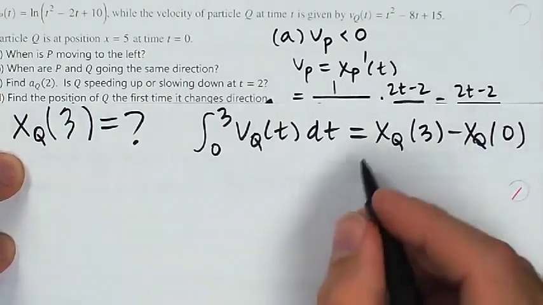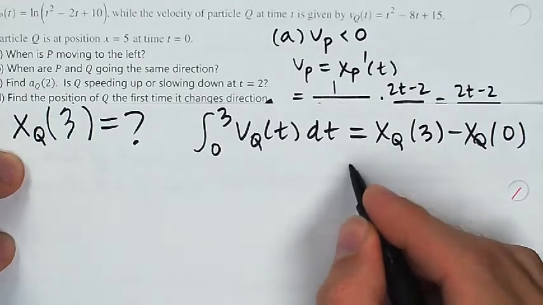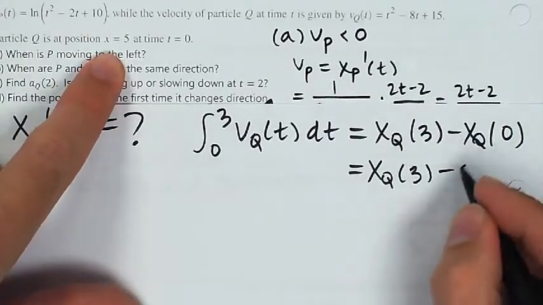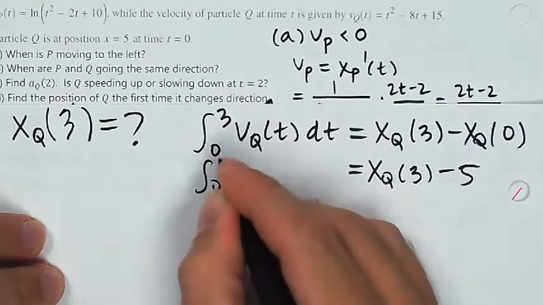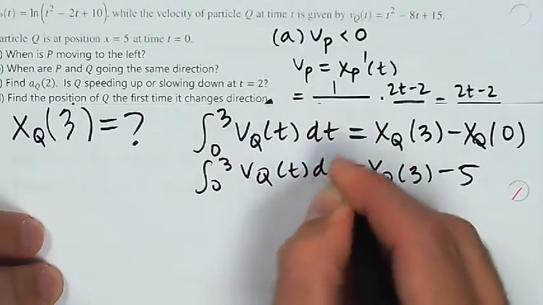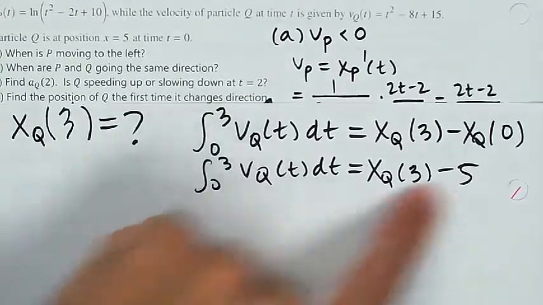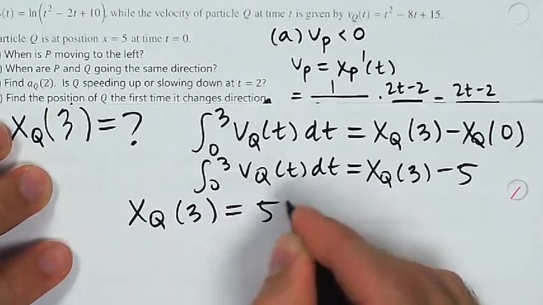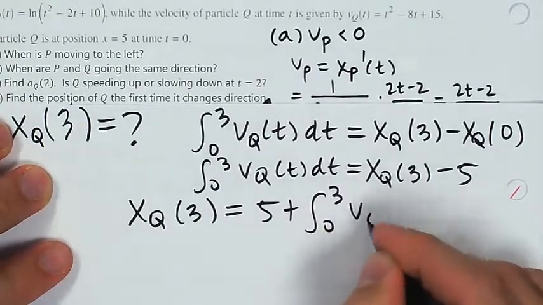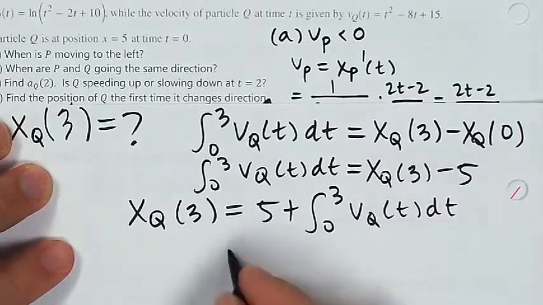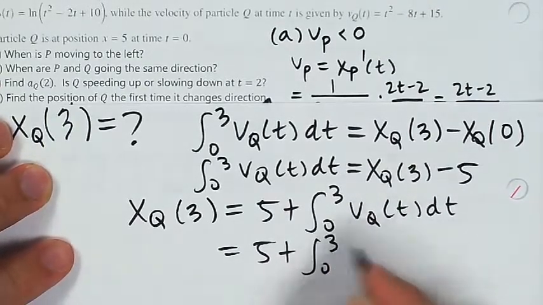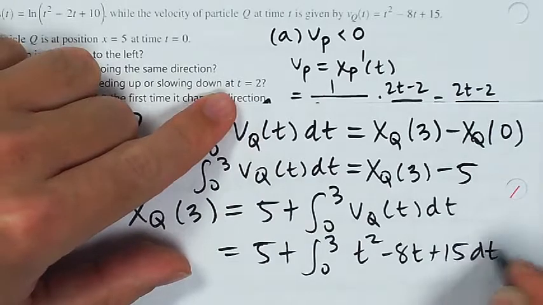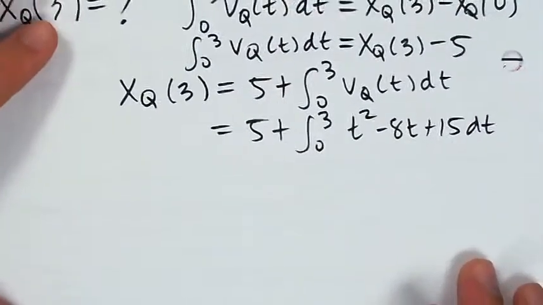All right, so I'm going to have XQ of 3 is what I'm hoping to find. XQ of 0 is 5. And then that's the integral of VQ dt from 0 to 3. So what I'm going to need to do is add 5 to both sides, and I'm going to say the position of object Q at time 3 is 5 plus the integral from 0 to 3 of velocity Q dt, which is 5 plus the integral from 0 to 3 of t squared minus 8t plus 15. And we know how to run this integral. It might take a few steps, but we can do it.